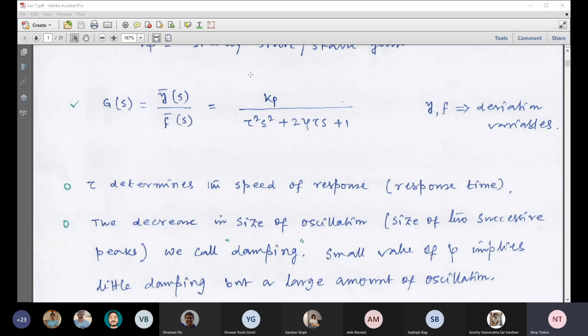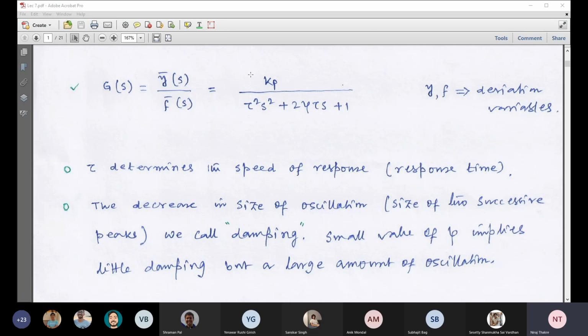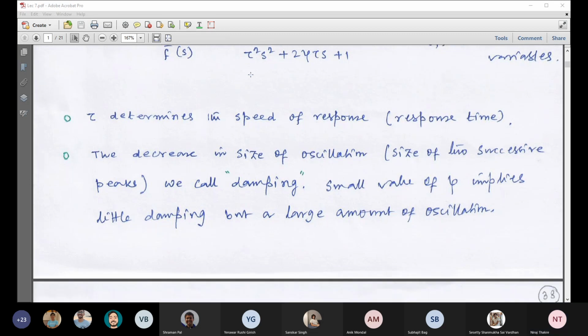Now you note down these points. Tau determines the speed of the response. And zeta, I think you know, is the damping factor. The meaning of damping is, I think, well known to everyone. Small value of zeta means little damping, which indicates a large amount of oscillation.